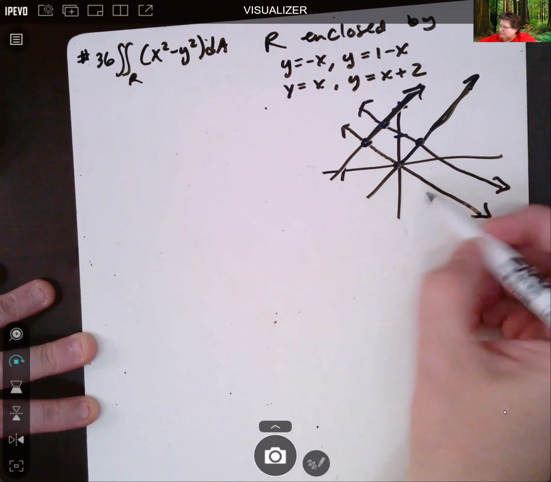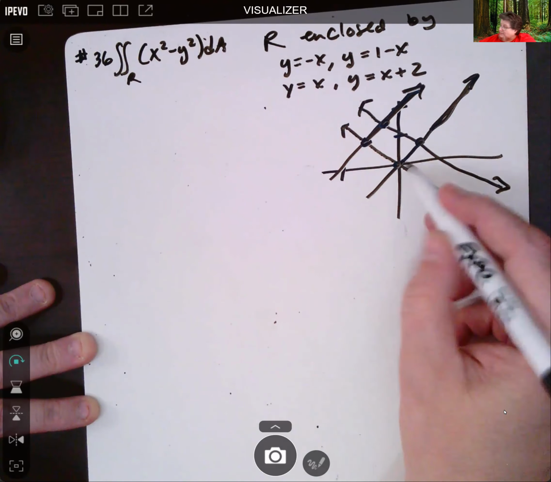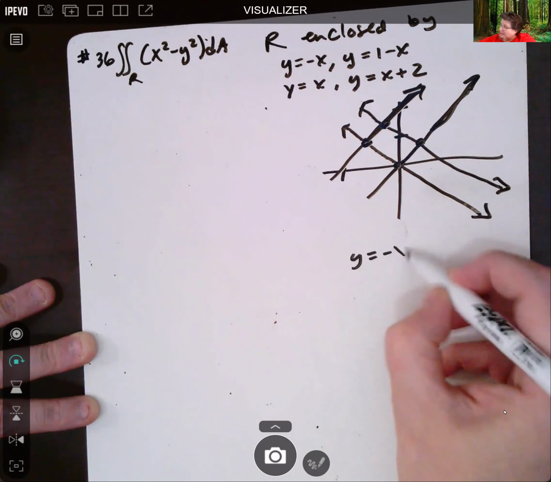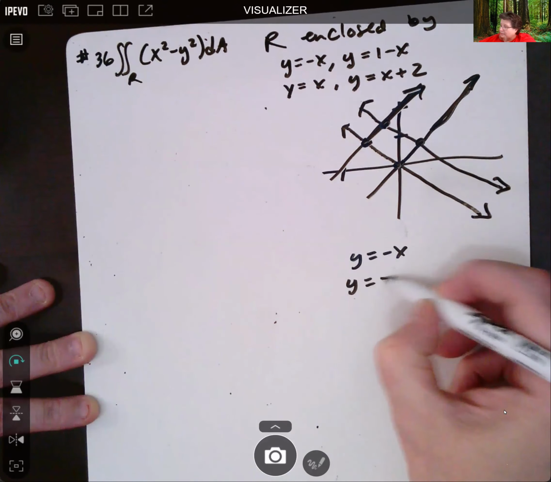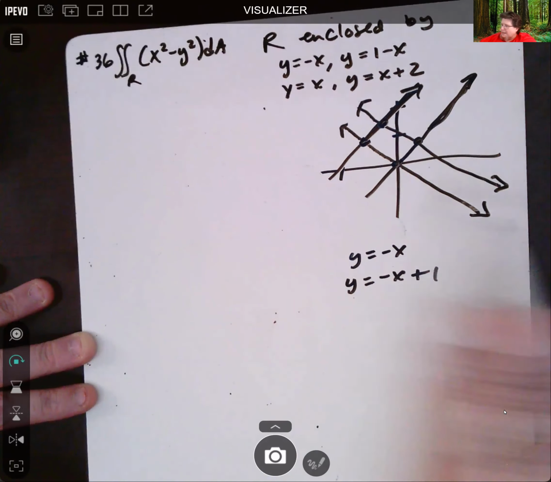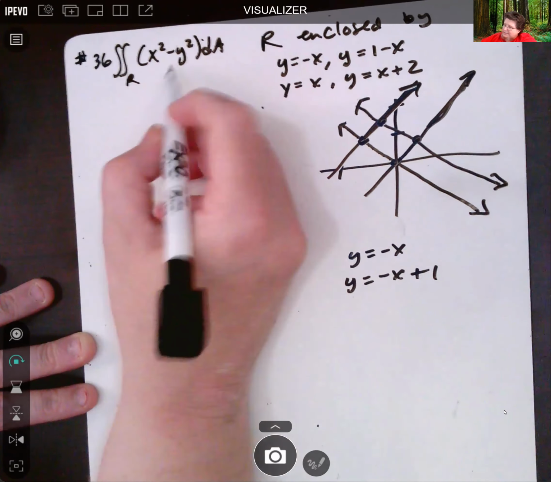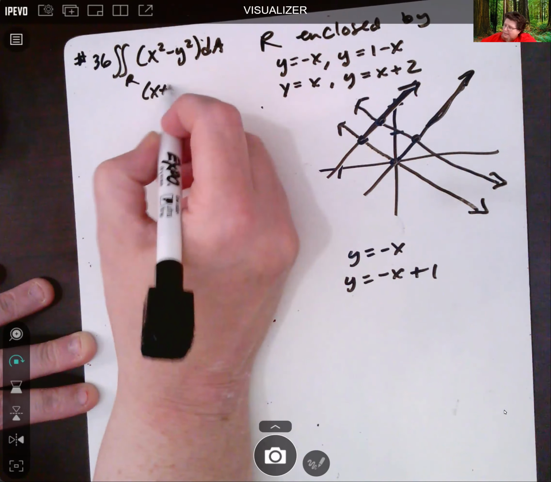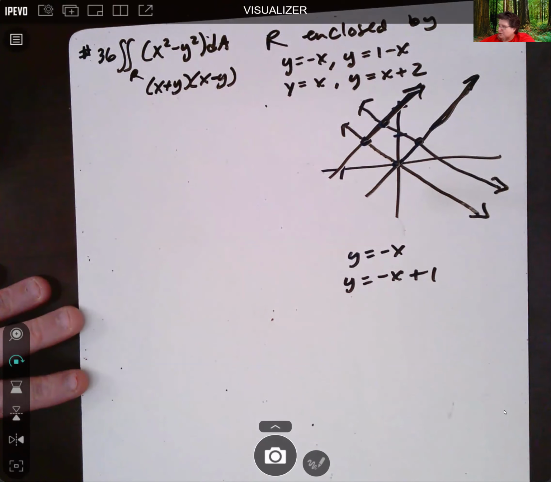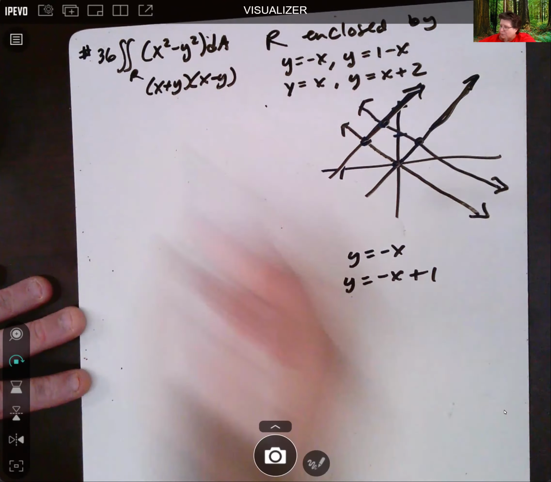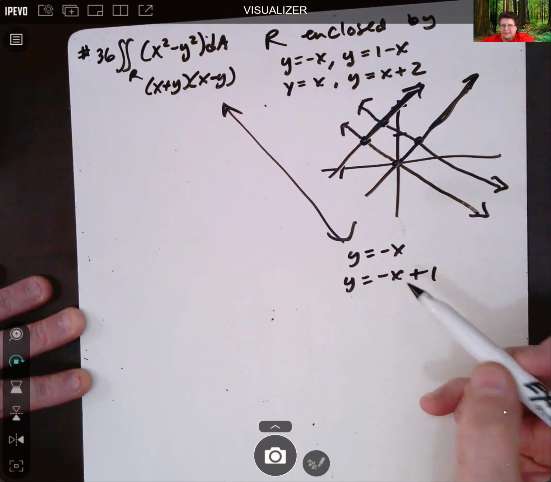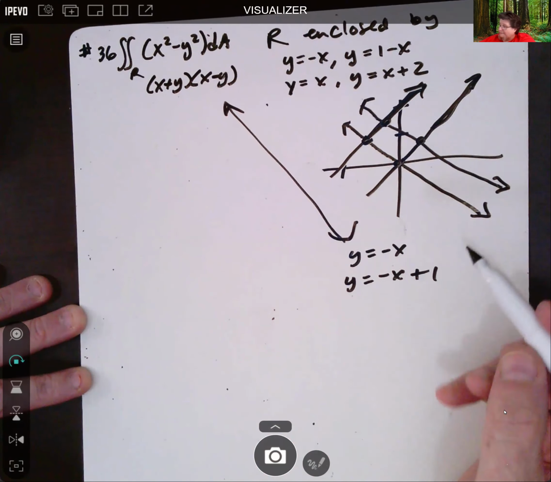These two lines right here are y equals negative x and y equals negative x plus 1. I'm eyeballing this and going, what does this look like? This is x squared minus y squared. I could rewrite it as x plus y, x minus y. Maybe I should try to write these like those, and that way we have an easy u sub and a v sub.